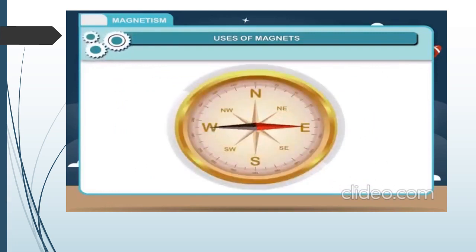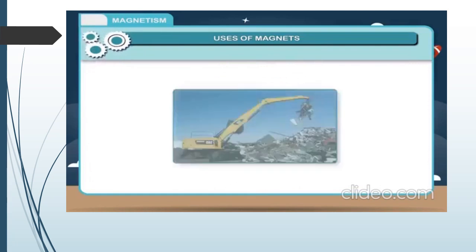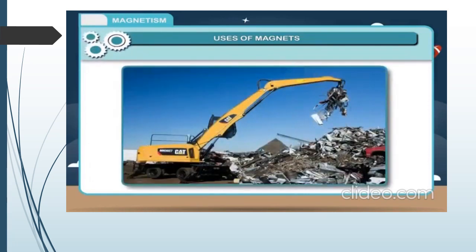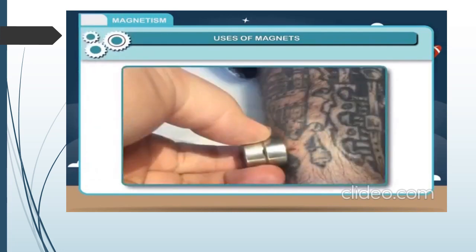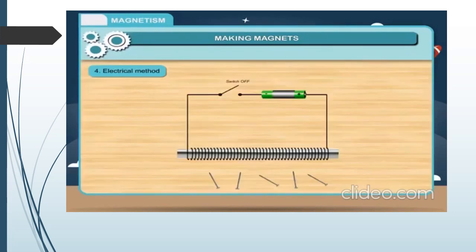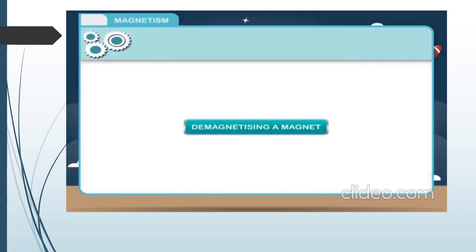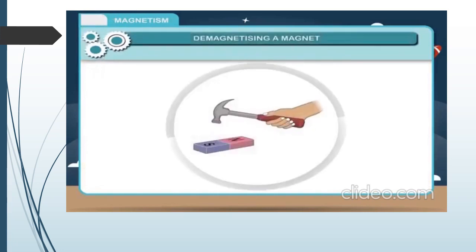7. Magnets are used in magnetic compasses to know the directions. 8. They are used in factories for lifting heavy masses of iron like scrap iron. 9. They are used in hospitals to remove steel splinters from wounds. Demagnetizing a magnet. The removal of magnetic properties of a magnet is called demagnetization of the magnet. It can be done as follows.